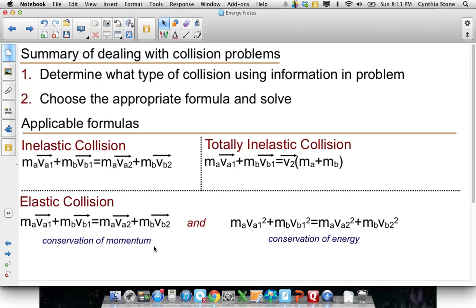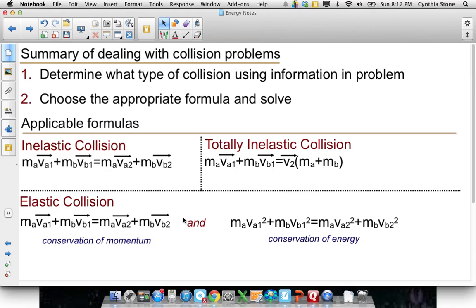So the summary then, when you're dealing with a collision problem, which we'll do in the next video, you'll determine what type of collision using the information in the problem, and then you'll choose the appropriate formula. And here's the formulas. If it's inelastic, this is the only formula you can use. So obviously when I give you the question, I'll give you enough information that you can figure out everything but one of these as a given, and then you'll rearrange the equation and solve for the last one, right? On an inelastic, this is the equation, and same thing, only one equation. So trust me, I'll give you in the question enough to solve for everything but one, and then you'll put it in the formula and sub and solve for the one thing you don't have.